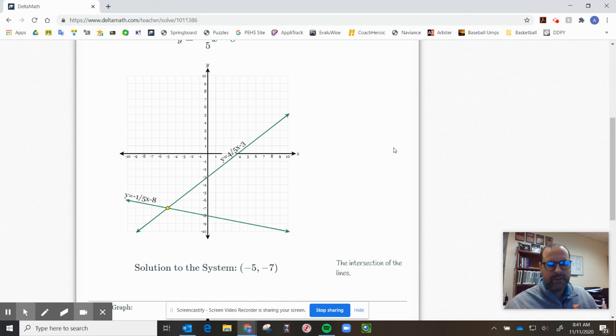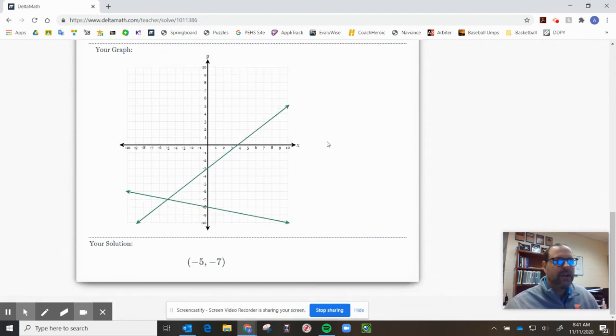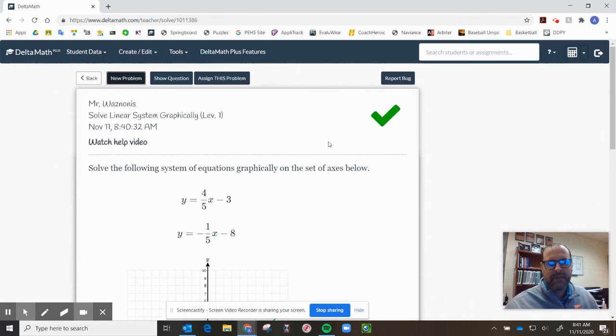So you're graphing the lines and finding where they cross. We'll solve these in other ways later, algebraically. There are a couple of ways of doing it algebraically, but that's what we're going to be doing with it.